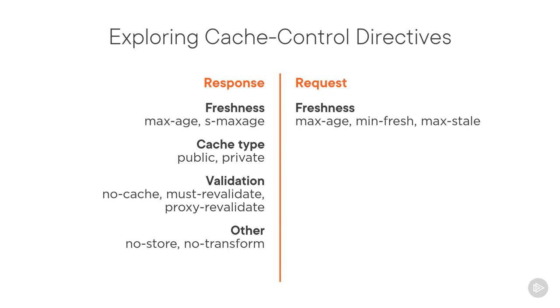In regards to freshness, max age indicates that the client is willing to accept a response whose age is no greater than the specified time in seconds. Min fresh indicates that the client is willing to accept a response whose freshness lifetime is no less than its current age plus the specified time in seconds. That is, the client wants a response that will still be fresh for at least the specified number of seconds.